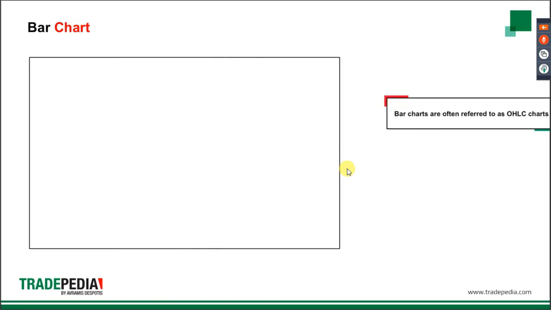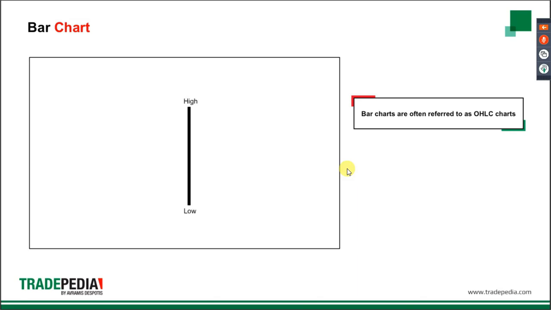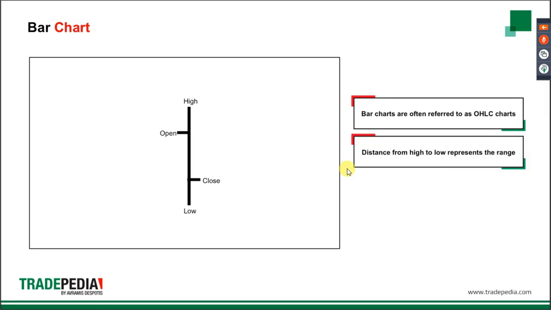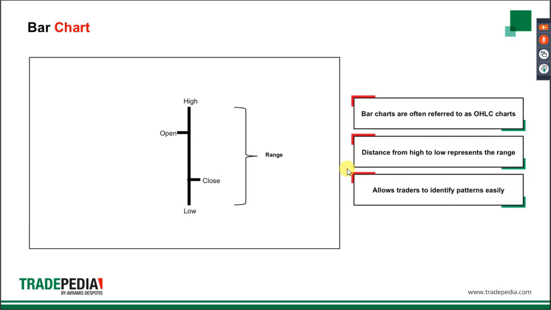So we have a few different types of charts. We have bar charts. For bar charts, we have what we call OHLC: open, high, low, close. How bar charts are formed is basically through this. So we have the highs, the lows, as well as the open and close. The distance from the high to low represents the range that the prices are trading in. So this is the range from high to low.